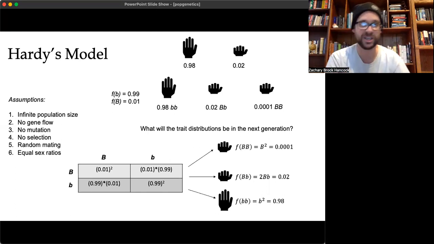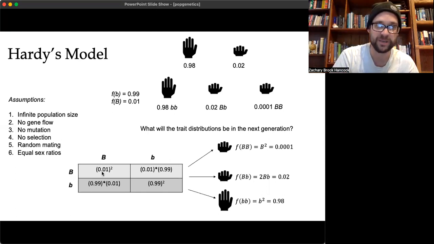We're going to plug the numbers in. So big B, big B is just 0.01 squared, because remember, big B is 0.01. For little b, big B, it's 0.01 times 0.99. Same thing down here, 0.01 times 0.99. And then we get little b squared, which is 0.99 squared, okay?